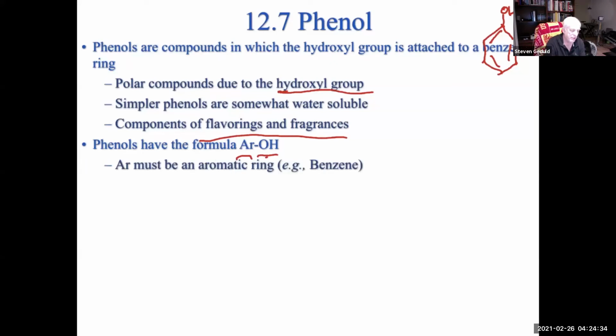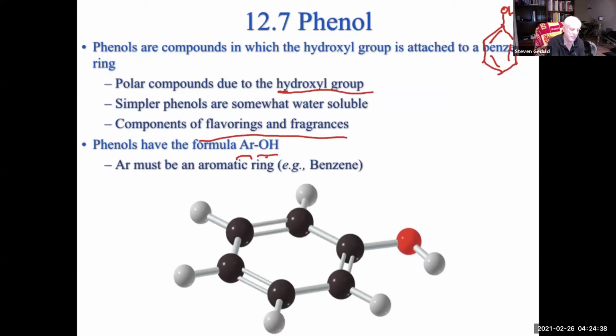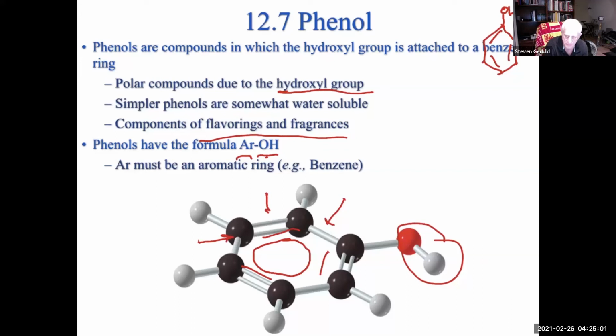Okay. AR must be an aromatic ring like benzene. And that's what it looks like. 6 carbons and alternating double bonds, and then an OH group. The red spheres are oxygen, the black spheres are carbon, the white spheres are hydrogen. Okay, remember, that's not really what happens because this all shares and this becomes a hybrid. So this is like 1 1/3. This is 1 1/3. This is 1 1/3, 1 1/6 going around it. Okay, and it shares all those rings.